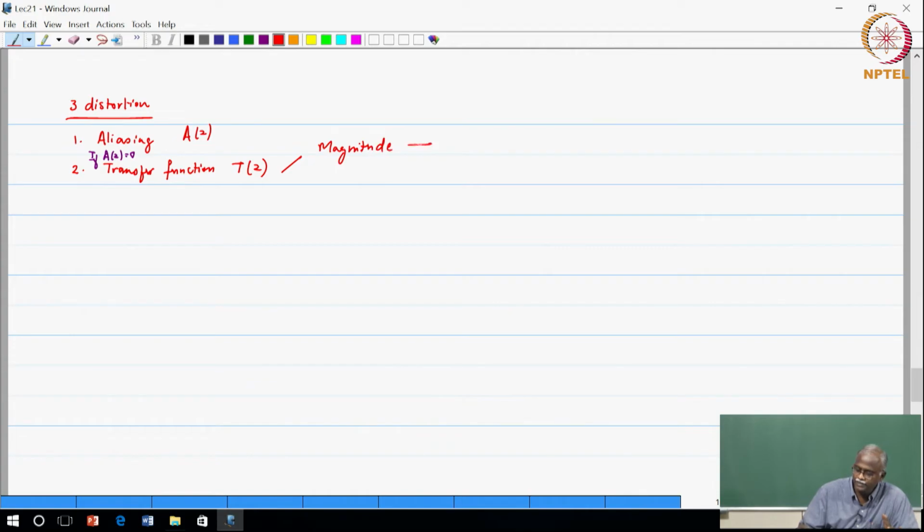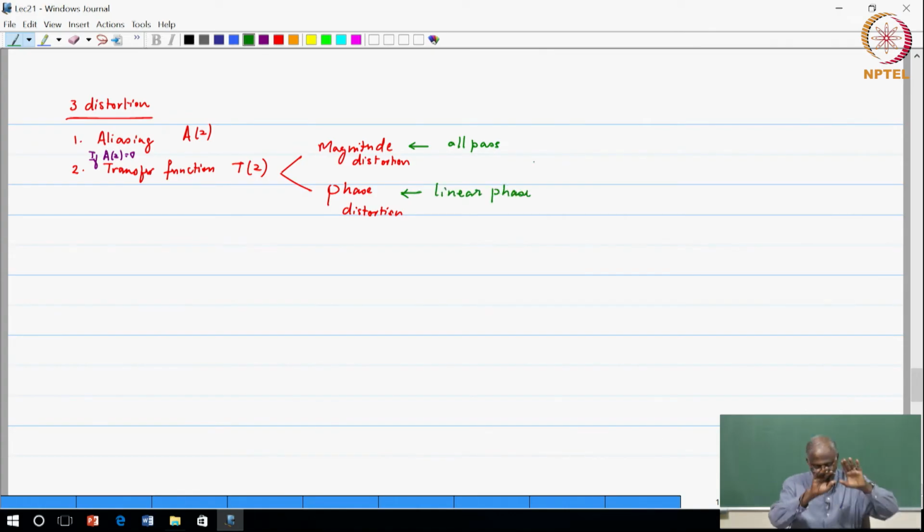If you want to eliminate this, you need to have an all pass function. This basically says make sure T of z somehow is an all pass function, and if you have the phase distortion, that will be eliminated if T of z has got linear phase. Okay. So, the thought process is very systematic. Get rid of the aliasing, whatever transfer function you have, can you make it look like an all pass? Best case, get linear phase.